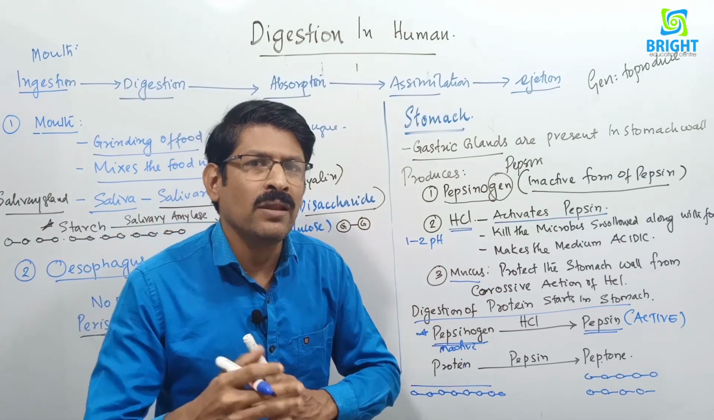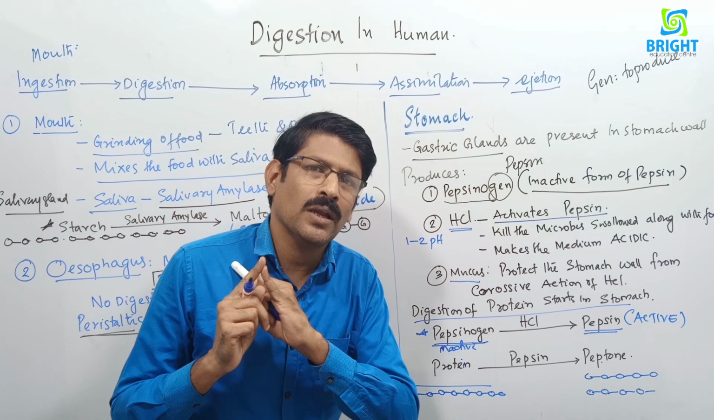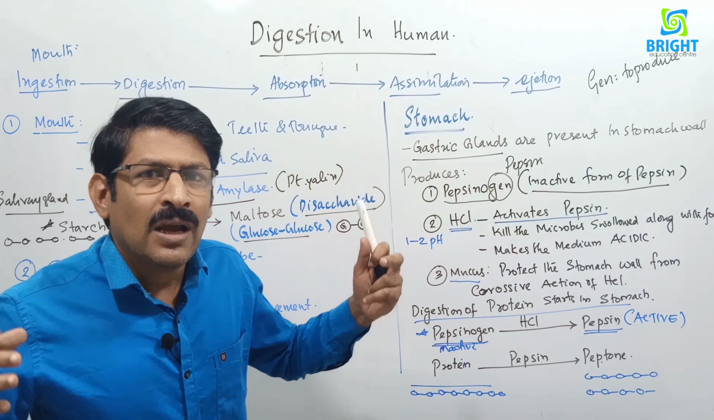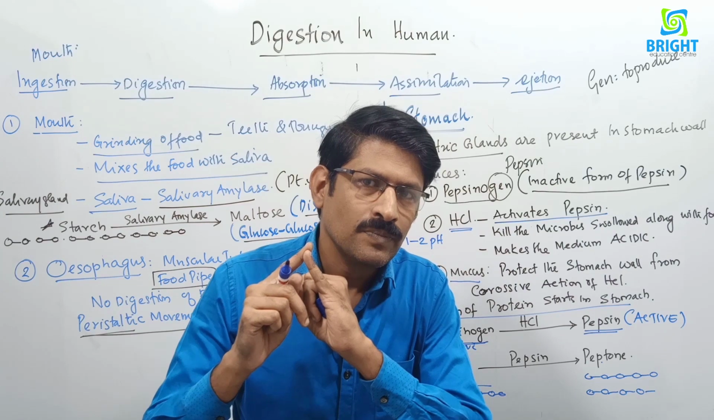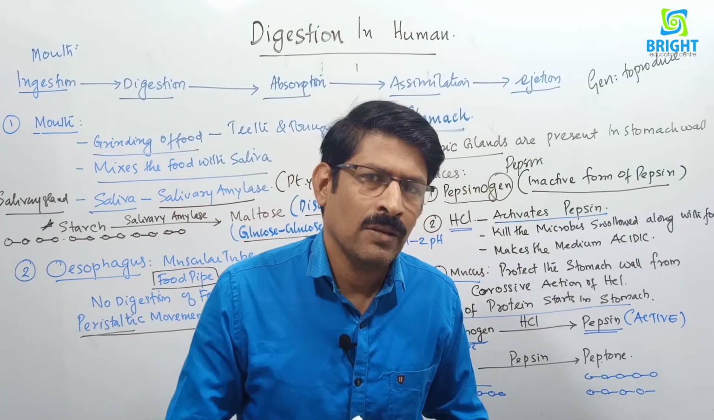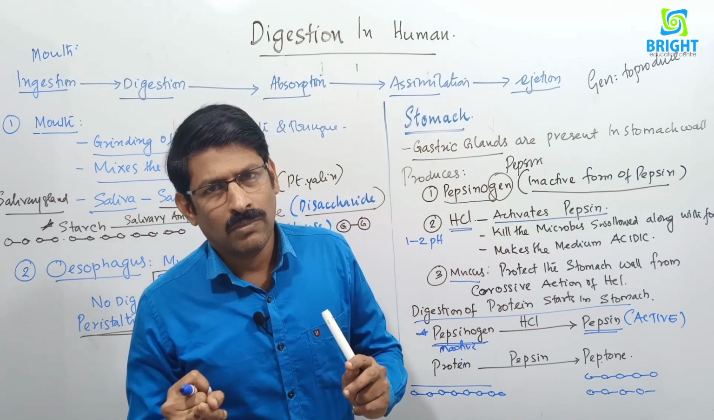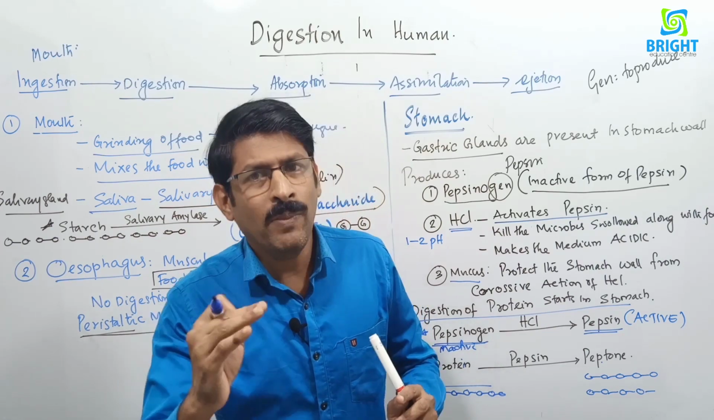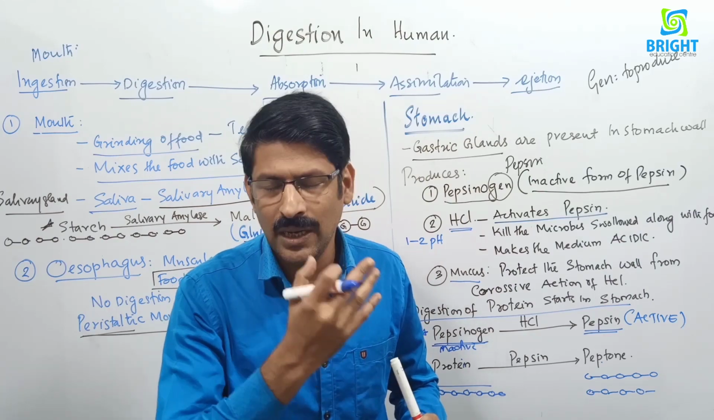So once again we will revise what we have studied today. First, what are the parts of the gastrointestinal tract or alimentary canal? The alimentary canal is a muscular tube and it is associated with different digestive glands. What are the parts of the alimentary canal? Mouth, esophagus, stomach, small intestine, large intestine and anus. The mouth is associated with three major organs: teeth, tongue, and the third is the salivary glands. How many salivary glands are present in our body? Six, or 3 pairs, 3 on the left and 3 on the right.